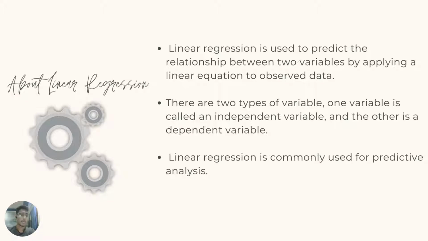Okay, so about linear regression. Linear regression is used to predict the relationship between two variables by applying a linear equation to the observed data. There are two types of variable: one is called the independent variable, and the other is the dependent variable. Linear regression is commonly used for predictive analysis, for example for farming and for predicting the weather forecast. It is also used in speech recognition and facial recognition. You need to put in data for the machine to learn, and then it will start to process the data that we just gave.